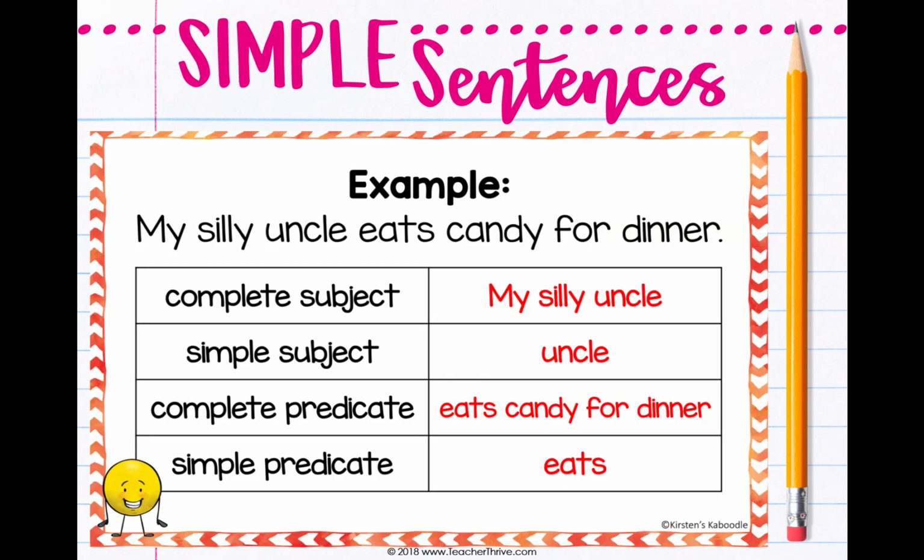My silly uncle eats candy for dinner. The complete subject would be my silly uncle, all of the words in the subject part of the sentence. The simple subject would be uncle. Remember, it's just one word, the noun. The complete predicate, the word eats, is a verb. So that's where the predicate begins. Eats candy for dinner would be the complete predicate, all of the words in that part of the sentence. Then the simple predicate is always just one word, the verb, and it's eats. That's something that you do, an action.